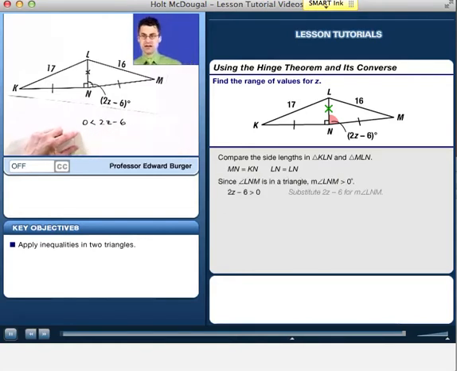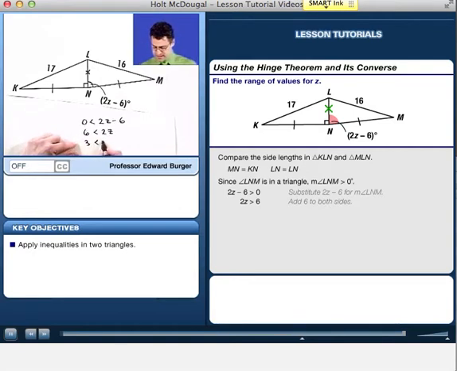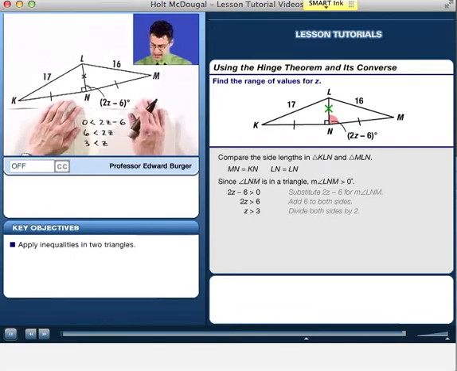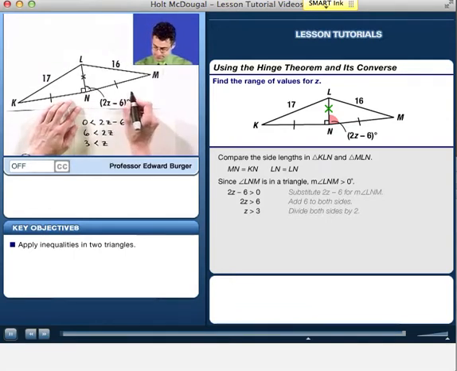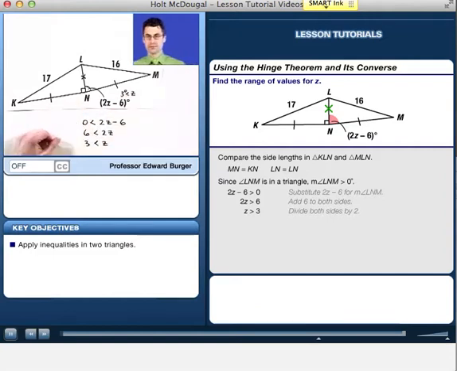I can solve that inequality by adding 6 to both sides. I see 6 is less than 2z. If I divide both sides by 2, I see that 3 is less than z. And so I see immediately that z has to be greater than 3 degrees. Now, is there an upper bound for z?